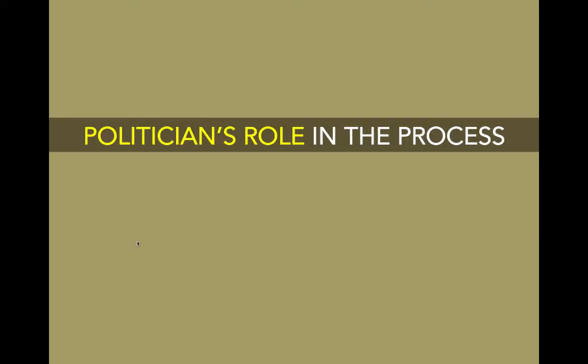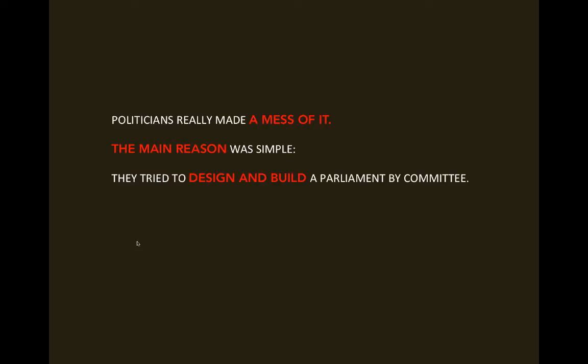Politicians' role in the process. So there's another aspect here, the politicians' role in the process. In his words, they made a mess out of it. The main reason was they tried to design and build a parliament by committee. Once the project started to fall apart, once the prices started to go up, back when it was maybe $300 million, and they thought it was a scandal, going right up from 180 to 300, they created a committee of parliamentarians, and they all started to manage the job.